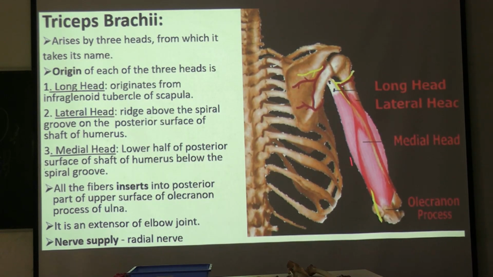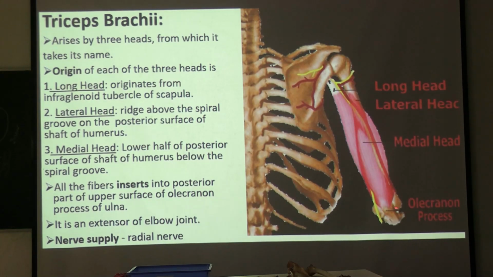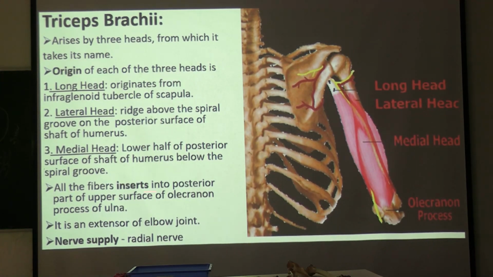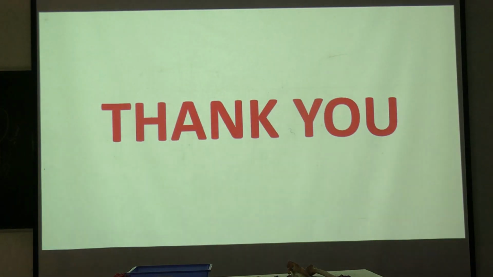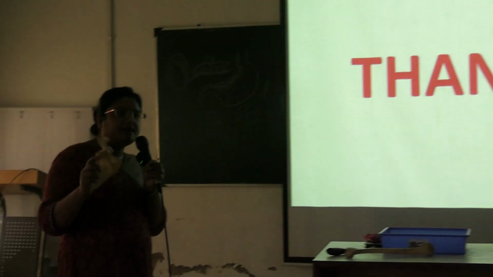All three heads join and are inserted over the olecranon process of the ulna. All the fibers insert into the posterior part of upper surface of olecranon process of ulna, and it is an extension of the elbow joint. Nerve supply is radial nerve. Okay, that's all. So these muscles are related to this scapula.